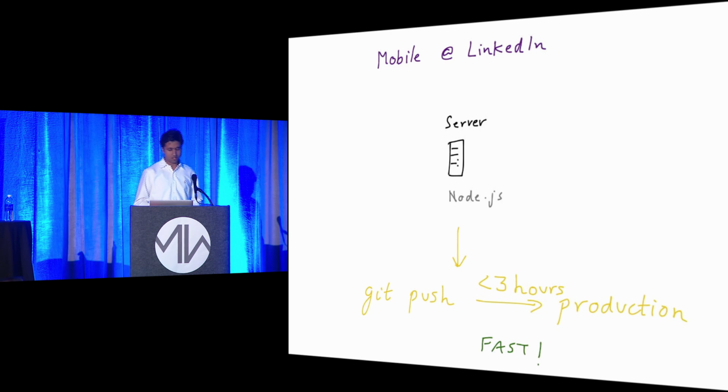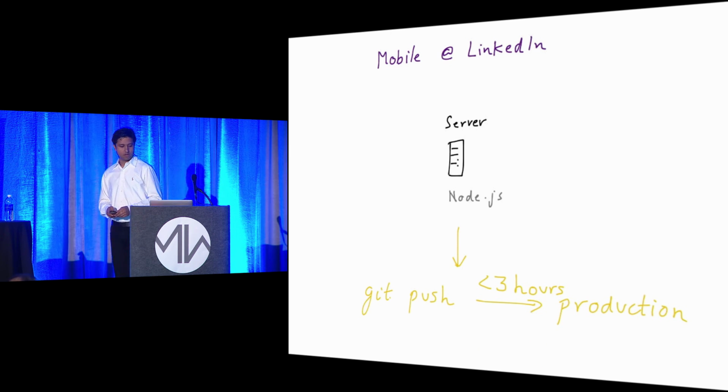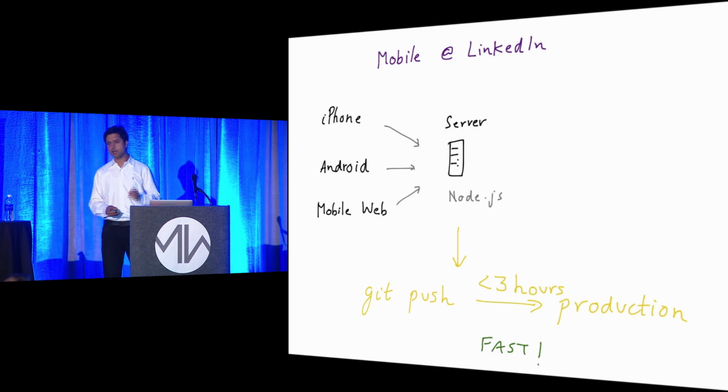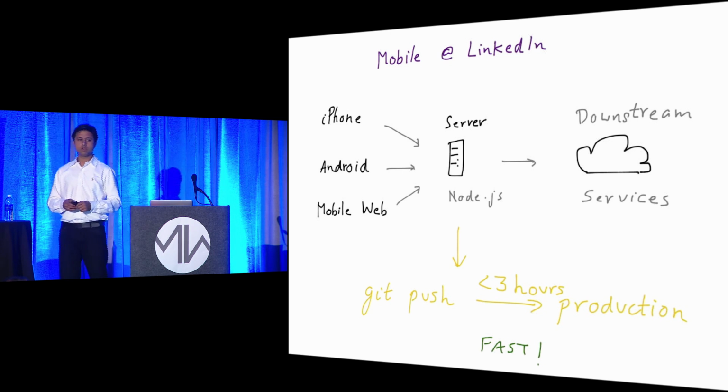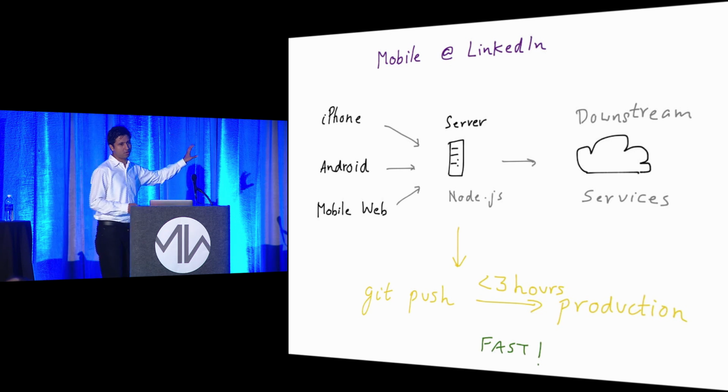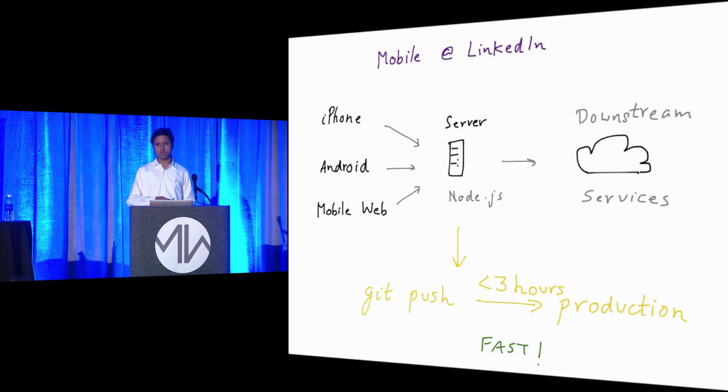So we do this with extensive integration tests. But before I talk about that, I'll try to give you an overview of the system. So at LinkedIn, we have a Node.js server. And this server basically serves three flagship apps. One is the iPhone app, the second is the Android app, and the third is the mobile web app. And this server talks to a bunch of downstream services to serve all the data that I was talking about. The server is the one responsible for capturing all this data from the downstream services, converting it to view-based JSON, which I spoke about earlier in the slides, and serving this to these mobile clients.